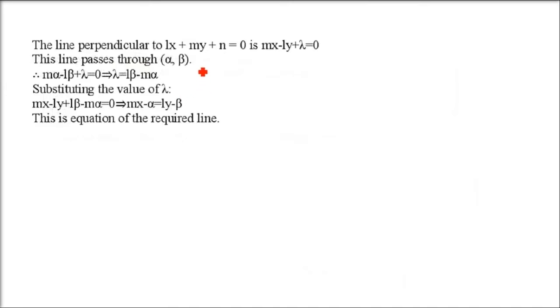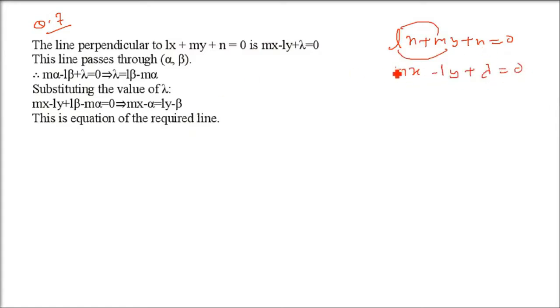Next is, this is question number 7 actually. Find the equation of the straight line through the point alpha beta and perpendicular to the line Lx plus my plus n equals 0. So there is a straightforward question. We have done it already. The line which is perpendicular to this, change the places of L and M and put a negative in front of y. So mx minus ly plus lambda equals 0.